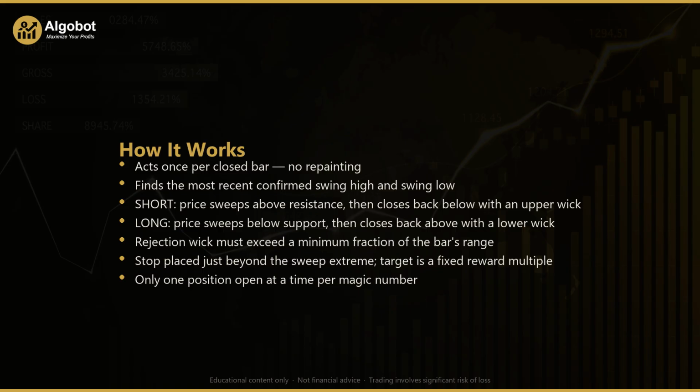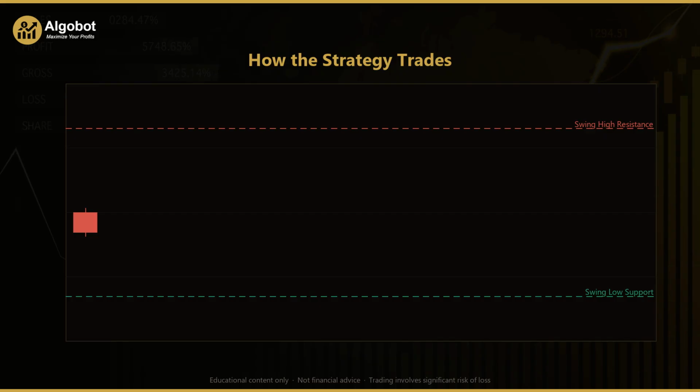Finally, the EA only holds one position at a time per magic number, then lets the structural stop and target do their job. Let's bring this to life on the chart in front of you. We're looking at the British pound against the dollar on a 15-minute time frame, and I've marked two key levels. The green dashed line is a swing low support, and the red dashed line is a swing high resistance. Watch how the strategy works around them.